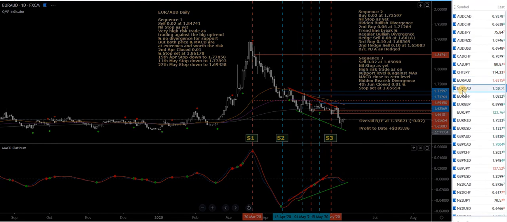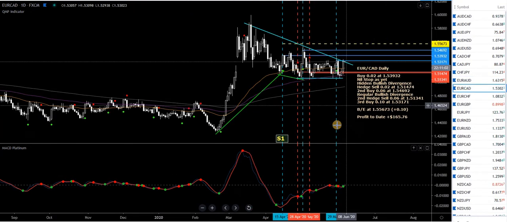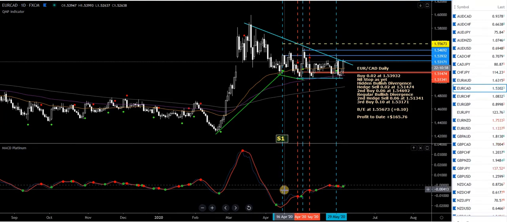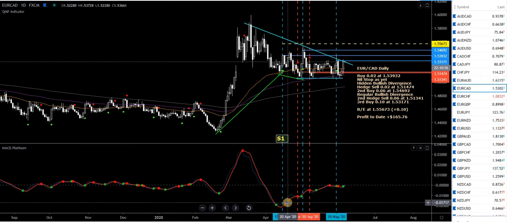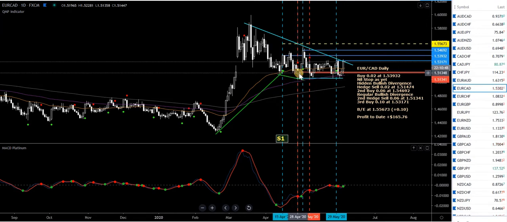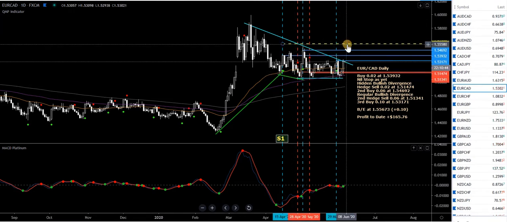All right, Euro CAD. Let's have a look at this. Sequence 1 nearly broke the MACD platinum. Just about broke through the zero level. Getting very tight, very messy. It's been a tough pair to trade. So buy, sell, buy, sell, buy. There's my overall break even for all these trades.